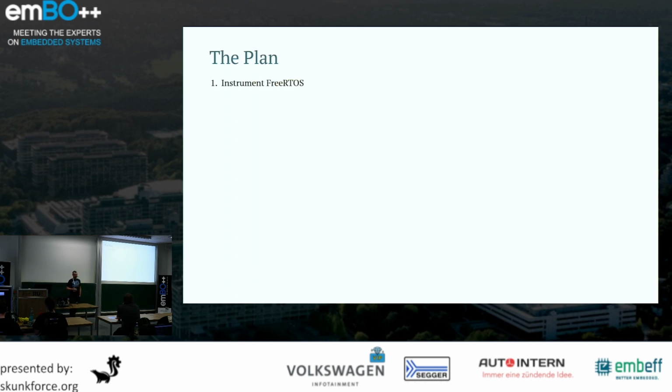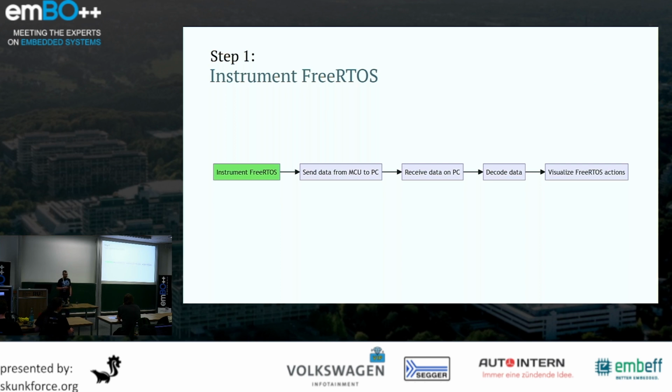First, we need to get some information from FreeRTOS. We need to instrument it in some way to get the important things out. Then we need to get our data out of the microcontroller and send it to the PC in some way. Of course, the PC needs to receive that data, probably do some decoding to recover the operations that happened. And finally, we need to build something that our eyes can more easily analyze. So we need to visualize these actions in some form. So let's start with instrumenting FreeRTOS.